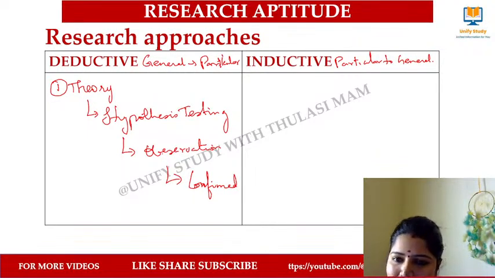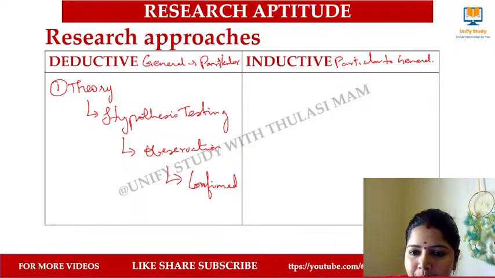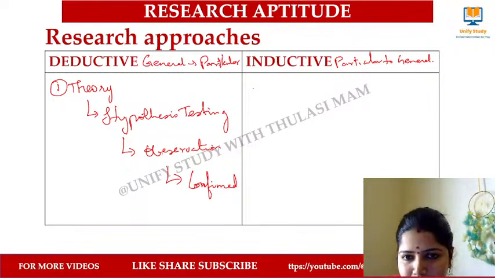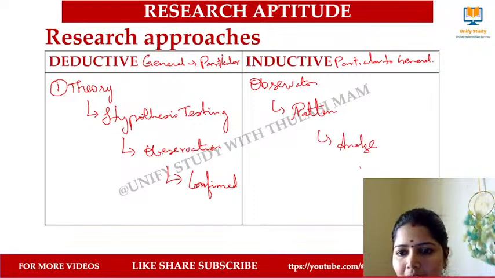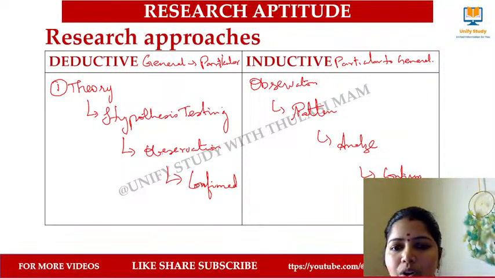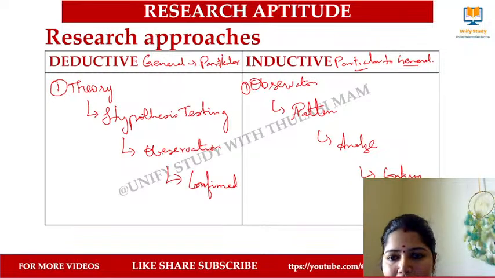But when I take the inductive research, they will start with the observation. The pattern will be identified, then they will do analysis, and then they will confirm. And this we call the inductive approach. They start with a particular point and move towards the general. Here the observation will be done, the pattern will be identified, and the tentative hypothesis will be created.